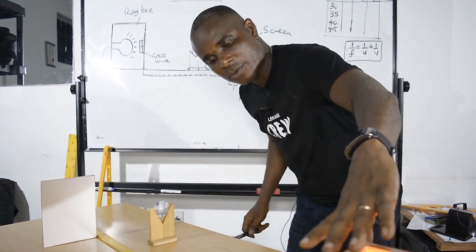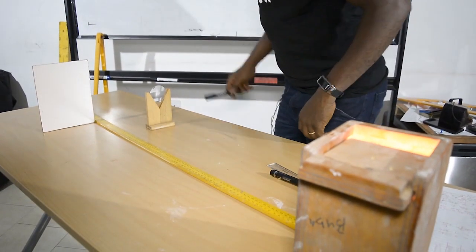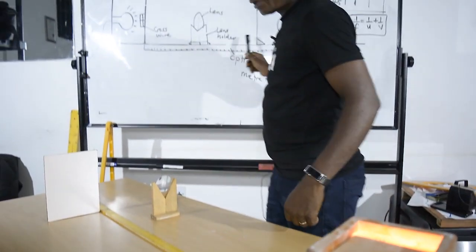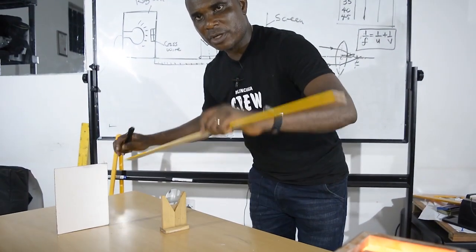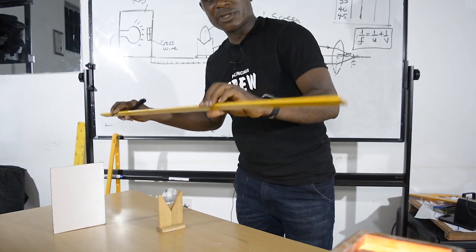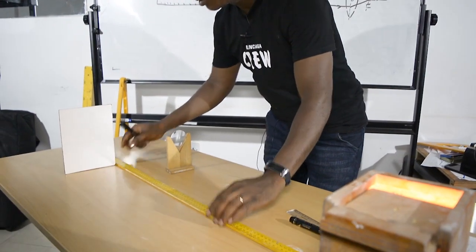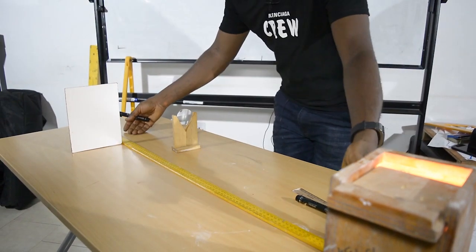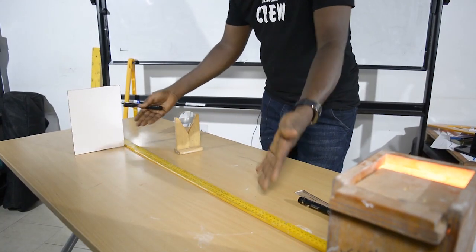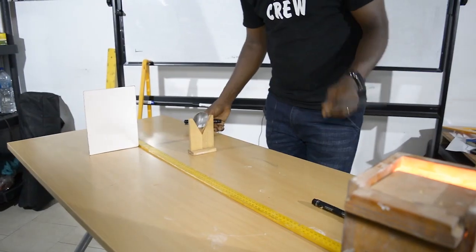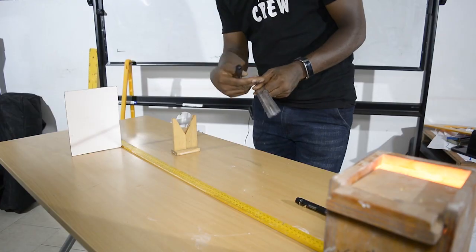So far you've seen the cross wire there, and now we are supposed to have an optical bench. But in the absence of an optical bench, we can also use a meter rule. A meter rule solves the same problem, and we can call the meter rule a scale, because there are scales on it. We just call them rulers, but they are all scales.